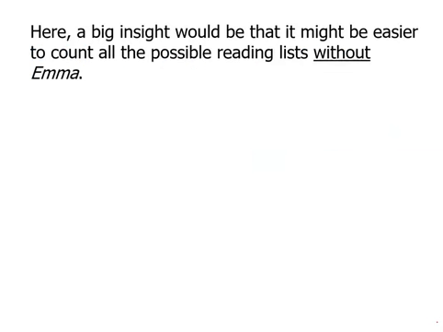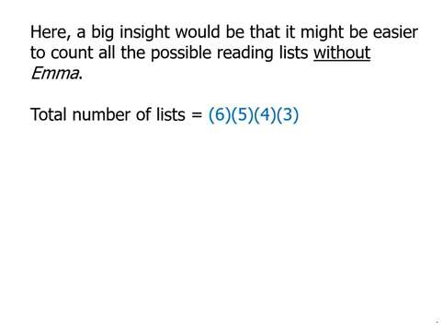The big insight is that it might be easier to count all the possible reading lists without Emma. So the total number of lists, so we have 6 novels. So for the first novel on the list, I have 6 choices. Second, 5. Third, 4 choices left. And the last, we have 3 choices left. So 6 times 5 times 4 times 3. That's the total number of lists without any restriction. Total number of possible lists of 4 novels in a row.